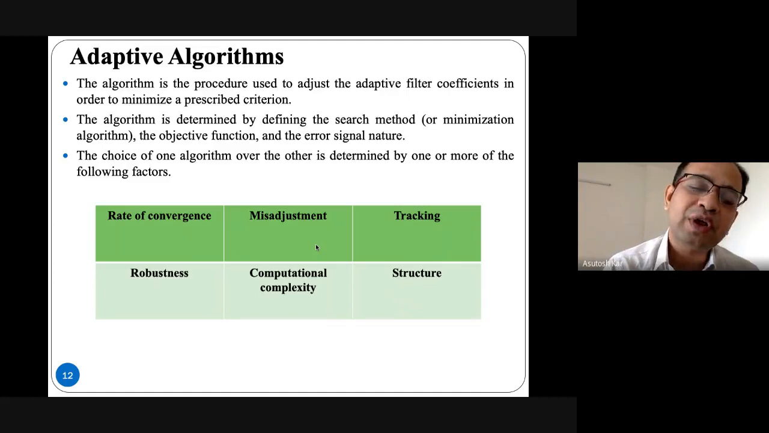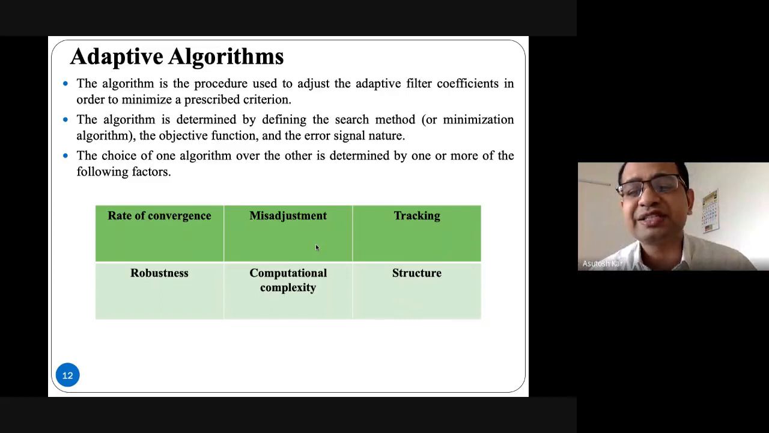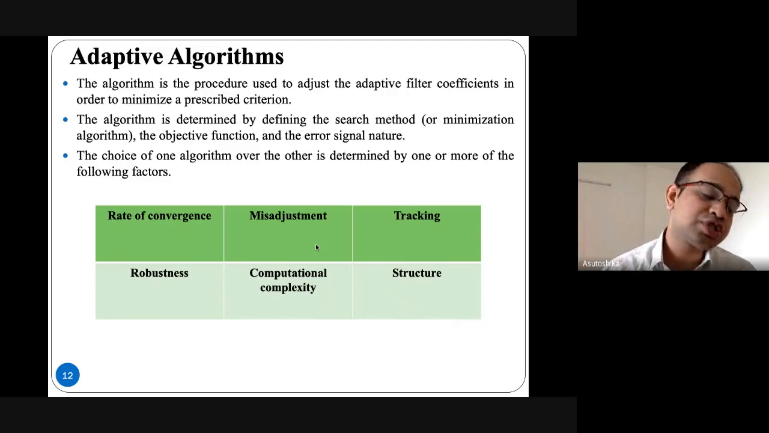Structure. What is the design of the algorithm? How many filter weights are necessary? How many coefficients are necessary? Is it very complex or simple? That is about the structure of the algorithm.